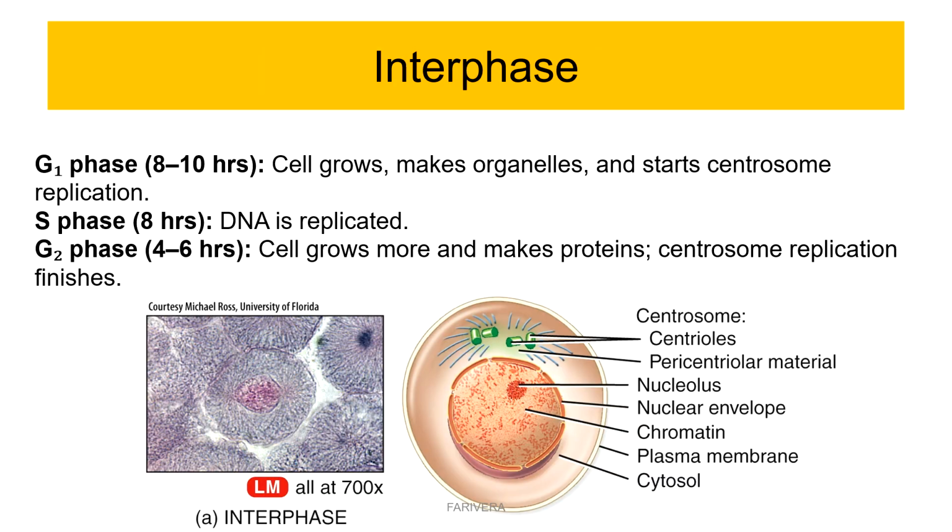Okay, so most of the cell cycle is spent in interphase. Interphase includes three phases: G1, S, and G2. During G1, the cell grows, produces organelles, and begins centrosome replication. During S phase, DNA is replicated, and the letter S can remind you of the synthesis of DNA. During G2, the cell continues to grow, produces proteins, and completes preparation for division.